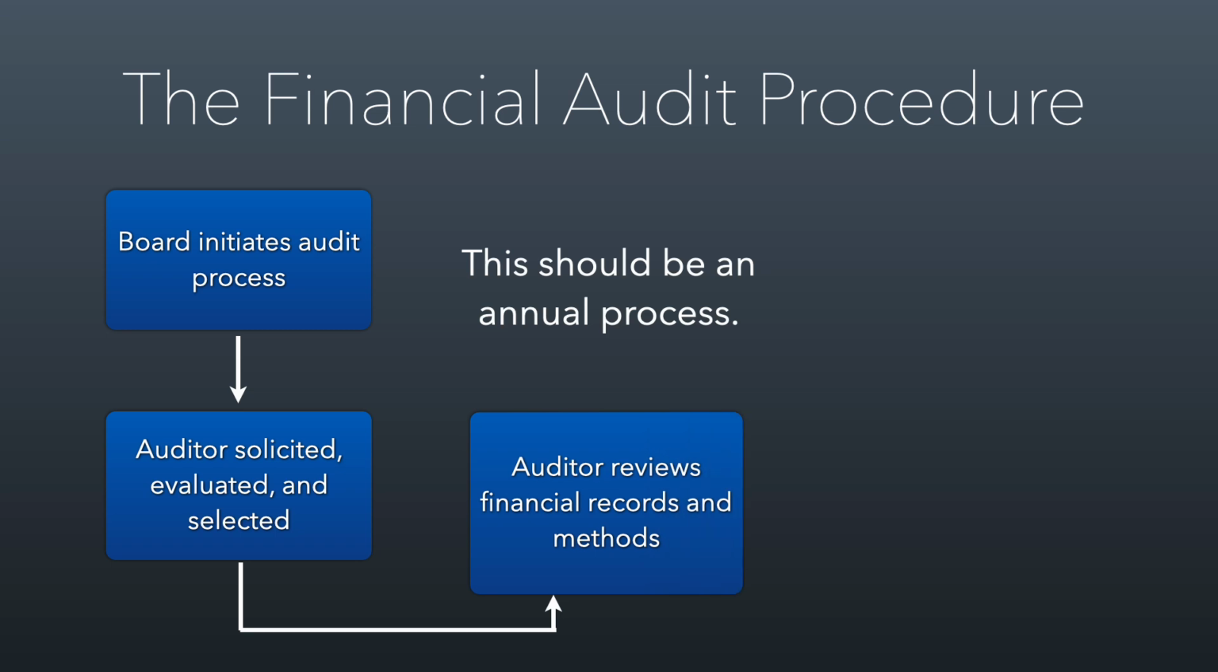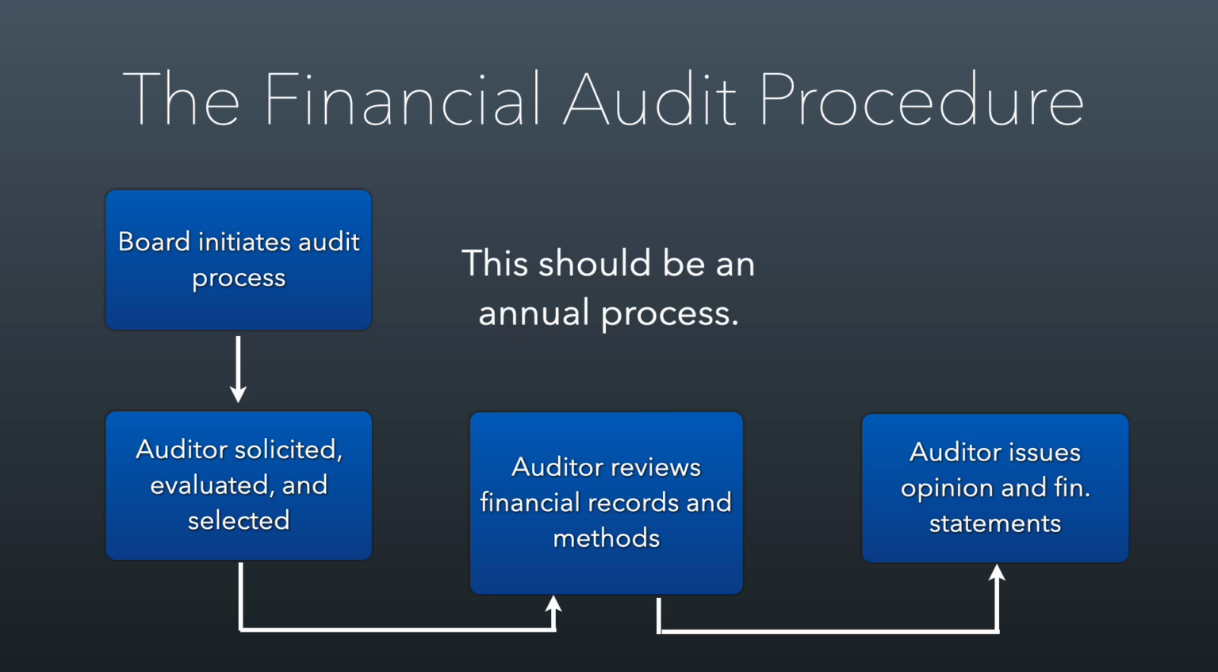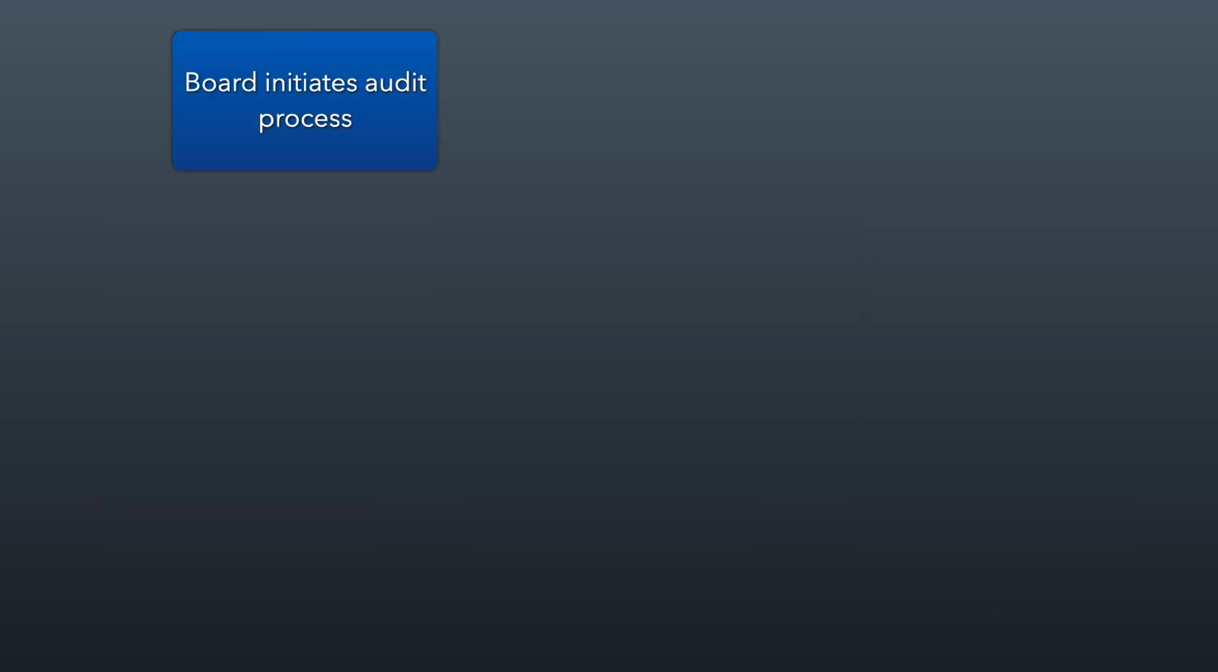The auditor reviews the financial records and methods, accounting methods of the organization. The auditor then issues an opinion, is what it's called, and then also a set of financial statements that they're claiming to be accurate or not. And then the board reviews and approves the audit, is how this process works. So let's talk about each of these steps.